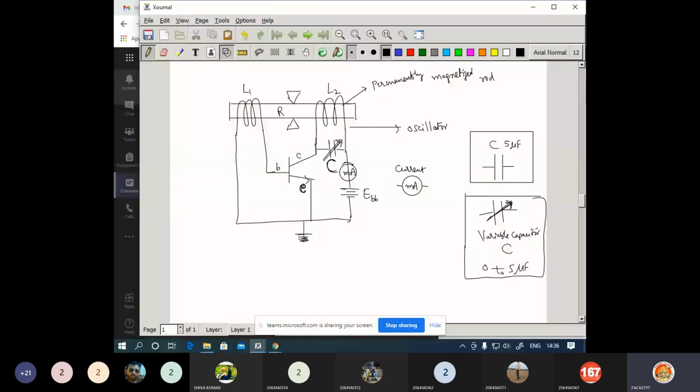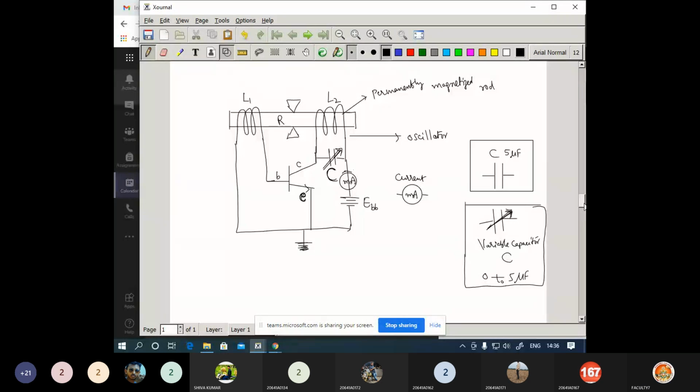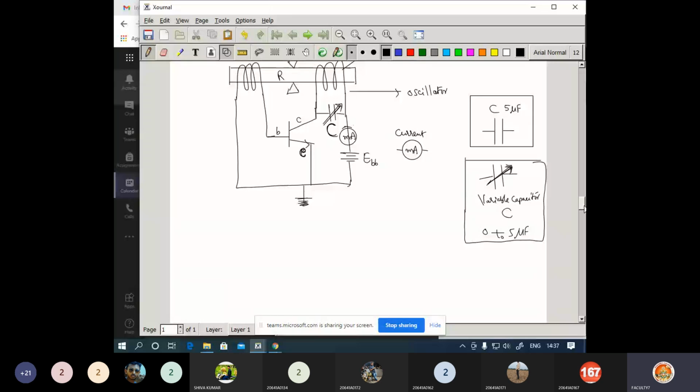Now we need to identify the process of getting the ultrasonics. This circuit is going to create the ultrasonics. Now try to identify here. Let us take the concept. Now first, without any battery, the circuit is not going to function. So we will start with this battery. EBB is the battery source here.